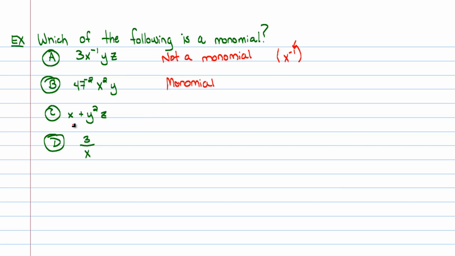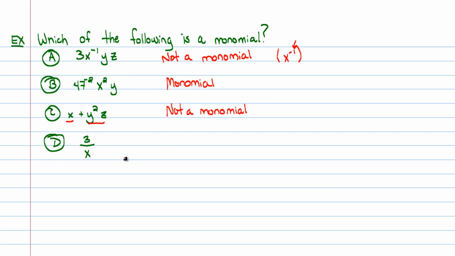The third one, part C, x plus y squared z, actually has two terms in it. We have a term here and a term there. So this is not a monomial. Remember, mono means one. So this has two terms, and we have a special name for that.